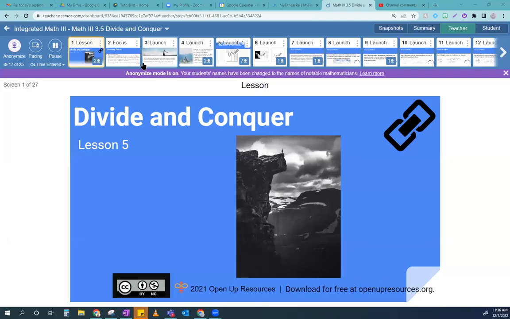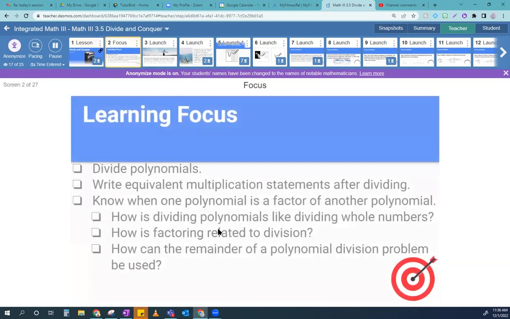Okay, so today we're going to work on 3.5, which is called divide and conquer. Our main goal for today is just dividing polynomials. If you think about what we've done so far, we've added polynomials, we've subtracted polynomials, we just finished multiplying polynomials, and yes, that's right, we are now on dividing polynomials. So dividing polynomials is based on dividing numbers. I know, who'd have thunk, right?